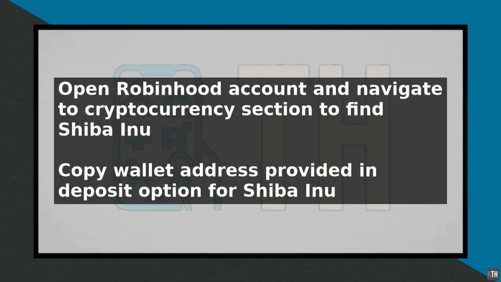Open your Robinhood account and navigate to the cryptocurrency section. Search for Shiba Inu and click on it to view its details. Click on the deposit option and copy the wallet address provided.